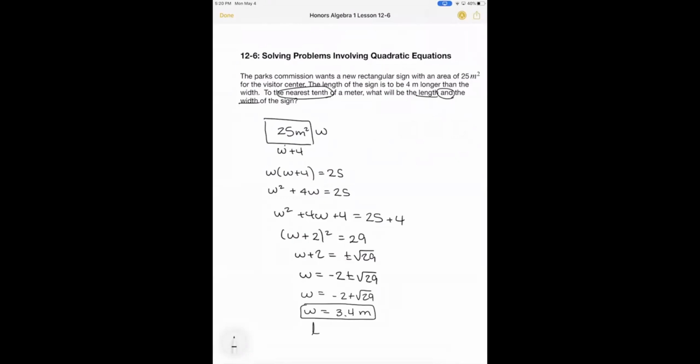My length is going to equal what? Well, let's remember up here, the length is going to be the width plus 4. So I'm simply going to add 4 meters to 3.4 meters, and I get the length is 7.4 meters. And there we go. It's a word problem. It really wasn't too bad.